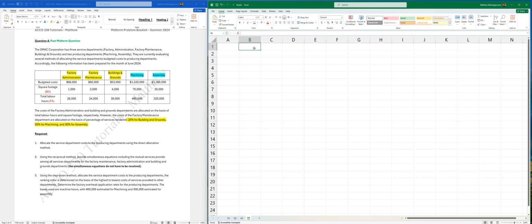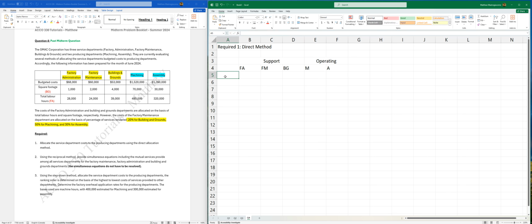Let's build the board here. So we're building the cost allocation board. Required 1, direct method. Let's merge 3 cells for our support, because we got 3 support departments. So I'm going to put support. Then merge 2 cells here for operating. And then let's put all our departments here. Because we're doing the direct method, I don't care about the order, so I'm just going to follow the order in the question. So factory admin, FA, FM for factory maintenance, BG for building and grounds, M for machining, A for assembly.